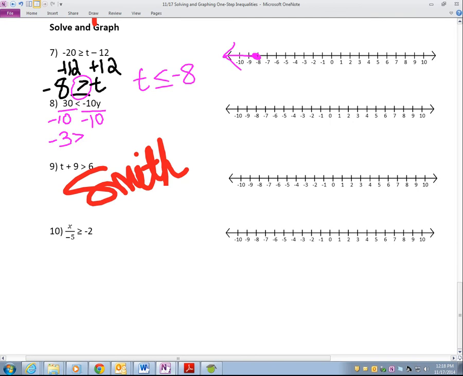Flip the sign because we did divide it by a negative. Okay, that becomes negative 3 equals y, but I want to graph it, so I have to put y on this side. So y equals negative 3. So we should have that for that one.